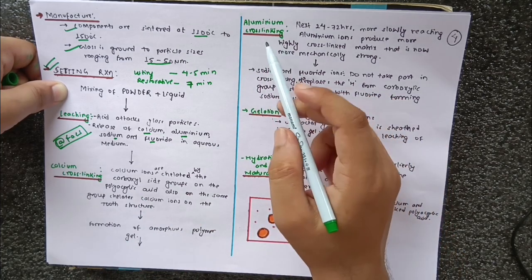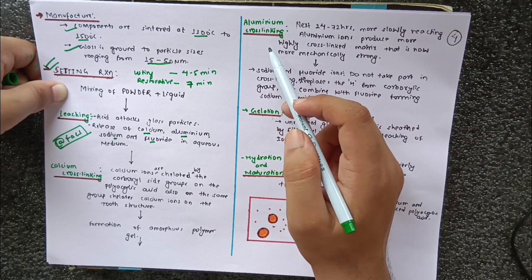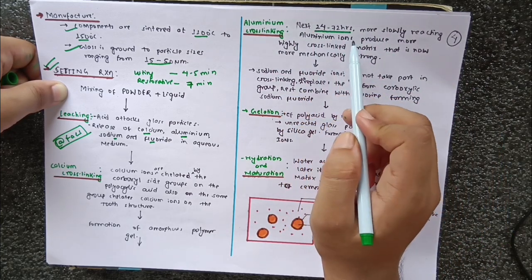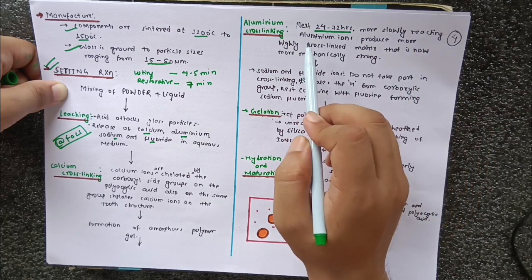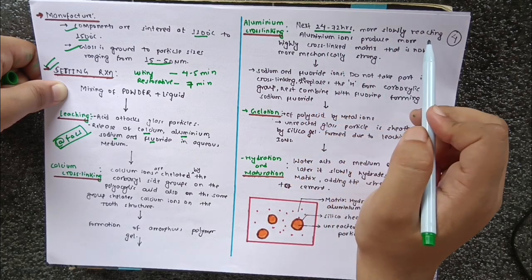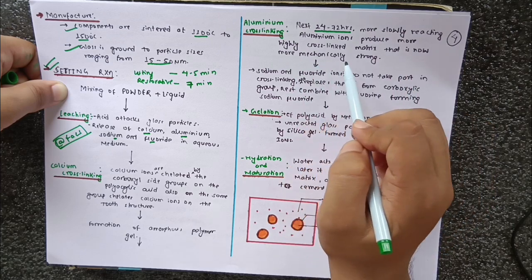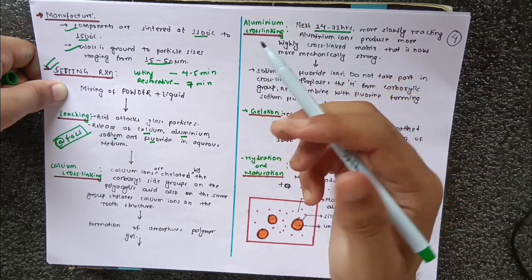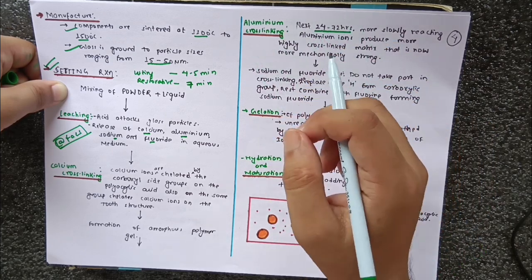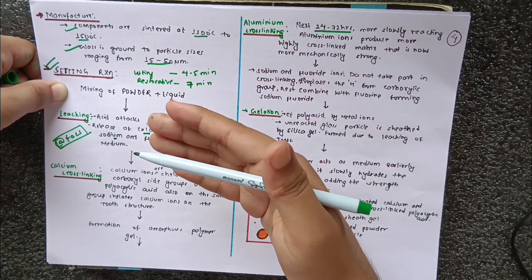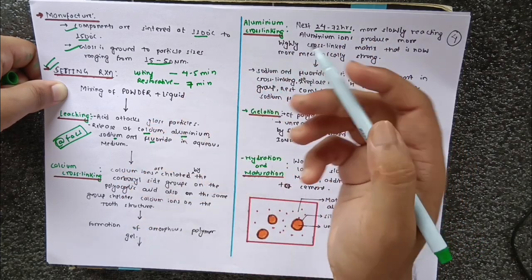When there is cross linking of the aluminum ions, it makes the matrix stronger, and it takes place 24 to 72 hours later. So aluminum ions react more slowly. The more slowly reacting aluminum ions produce a more highly cross-linked matrix that is mechanically stronger. So when there is aluminum cross-linking, the matrix becomes stronger in comparison to a matrix that only contained calcium cross-linking.